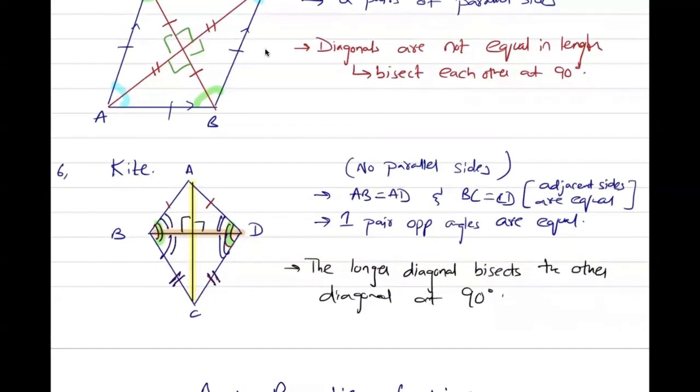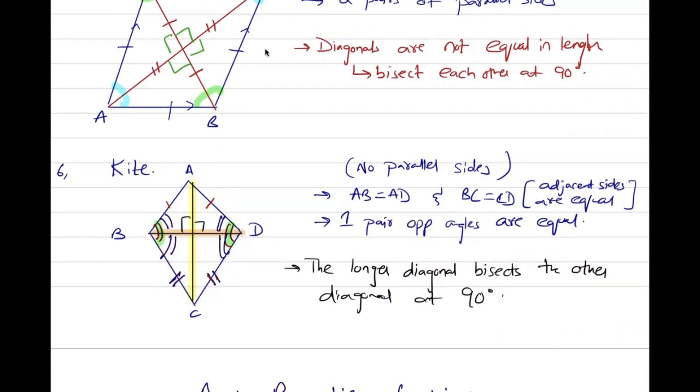Now the next figure is a kite. In a kite, there is no parallel side. So A, B, C, D, this is a kite shape. In the kite, AB and AD are equal in length. So ABD is an isosceles triangle and BCD is an isosceles triangle, because BC and CD are going to be equal in length.